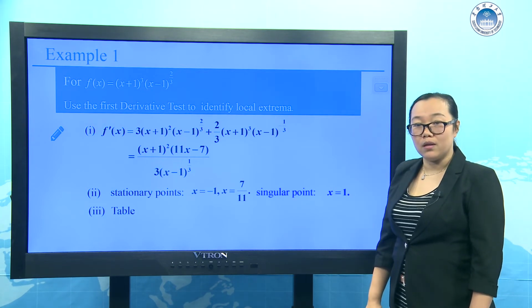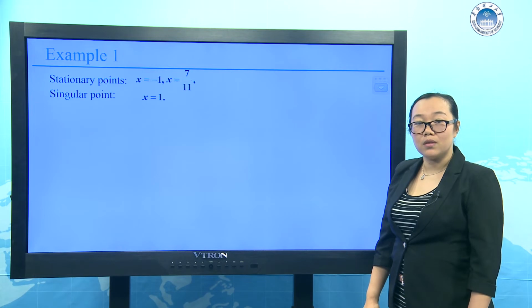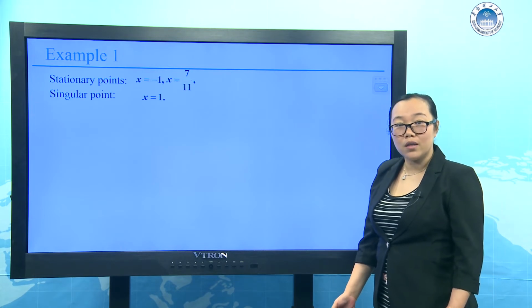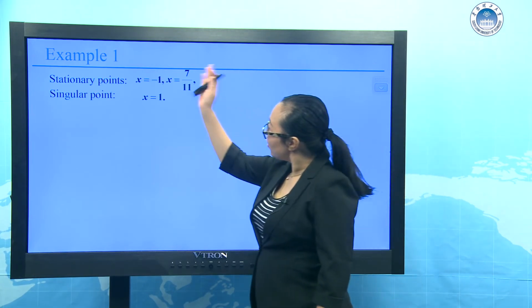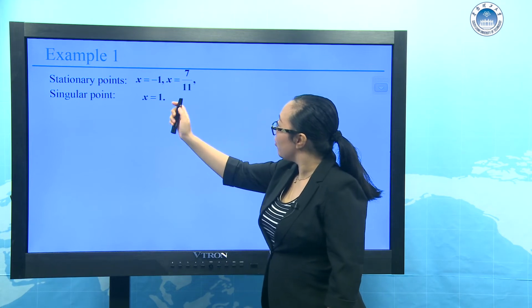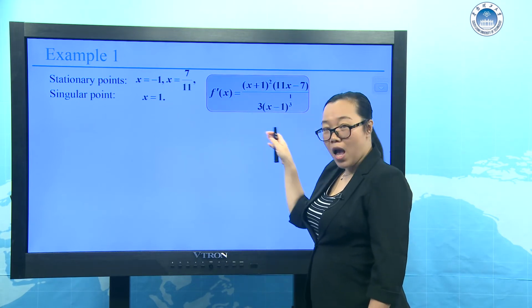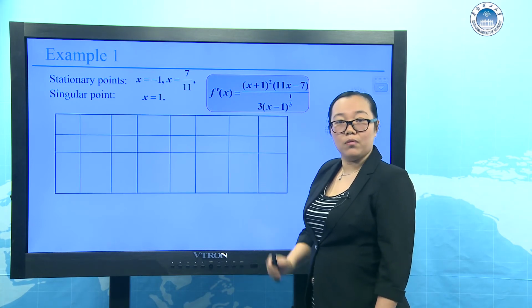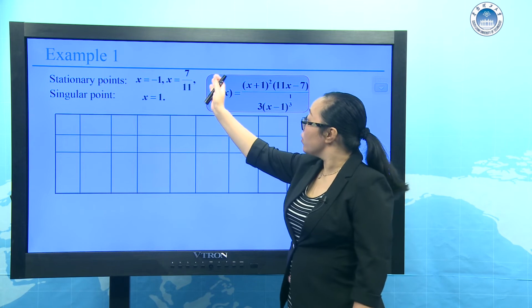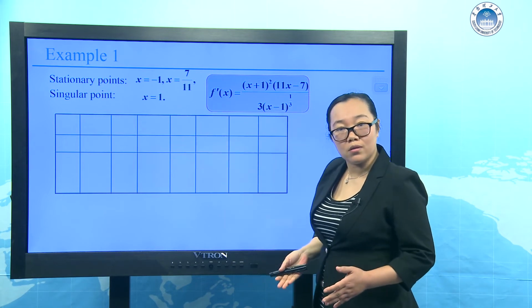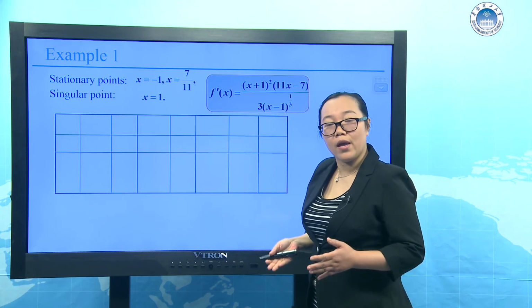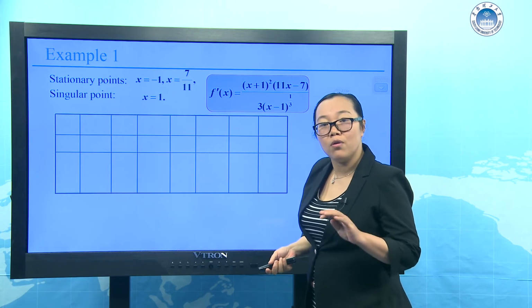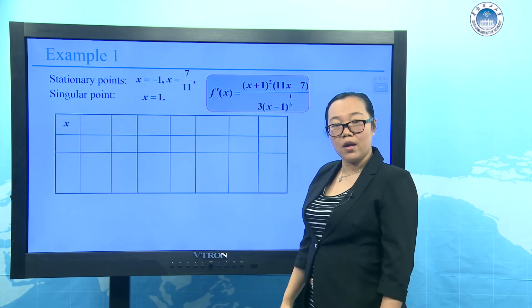So we can get three points and make the corresponding table. Remember, stationary points and singular points. And from f prime, we can get the corresponding table. With three points, the original domain is divided into four intervals, so we can get x.